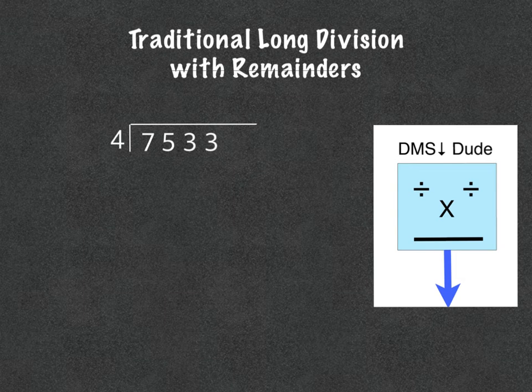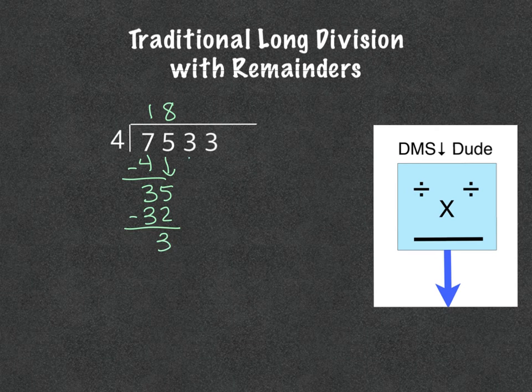So 4, can 4 go into 7? Yep, it goes in one time. 1 times 4 is 4. Subtract and I get 3. Bring down my 5. Can 4 go into 35? Yep, it goes in 8 times. 8 times 4 is 32. Subtract and I get 3. Bring down my 3. 4 goes into 33 8 times again. 8 times 4 is 32. Subtract and I get 1.